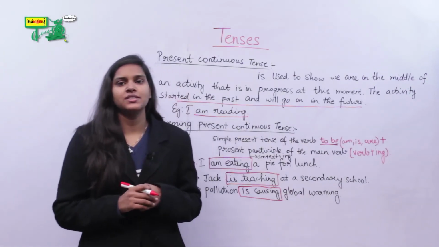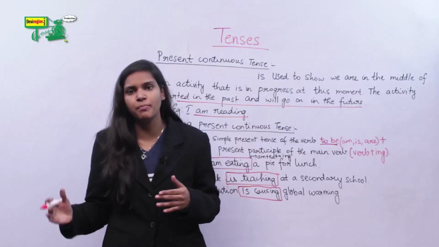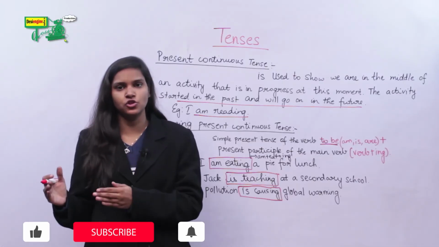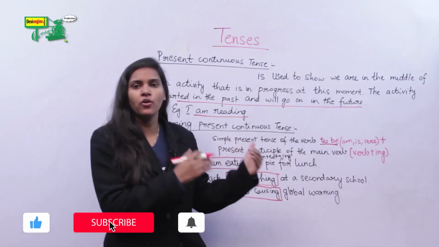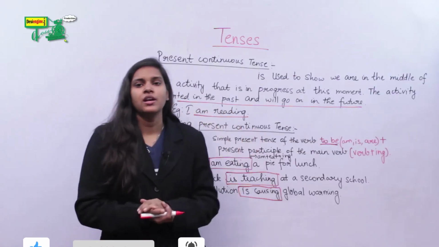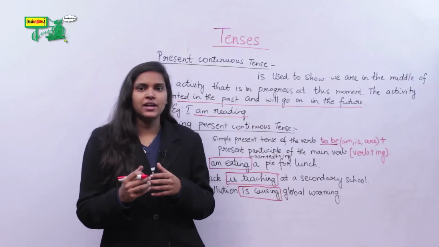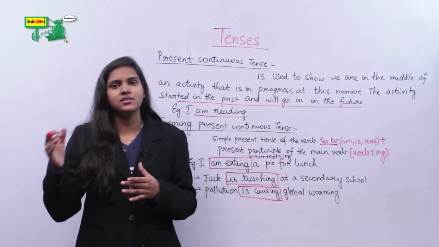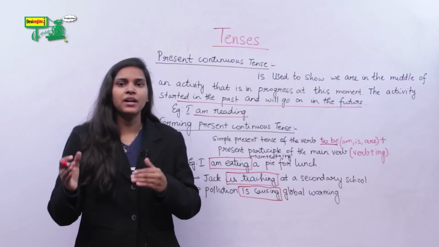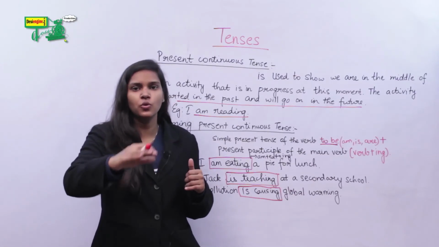The present continuous tense is used to show an activity that probably started in the past. We are not sure about the time in the past, but it started for sure in the past and is still going on in the future. For example, I am reading. Am reading is my present continuous verb, and it shows that the process of reading started somewhere in the past. The time is not specified, but it will go on in future. That is, it is continuous, it is still going on.